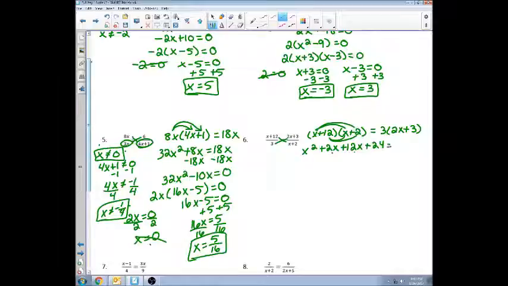I'm not going to at this second, but I'm going to go ahead and distribute on the other side of my equal sign. So 3 times 2x is 6x. 3 times 3 would be 9. All right.